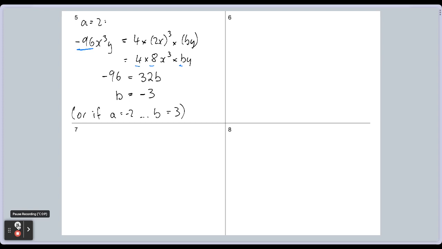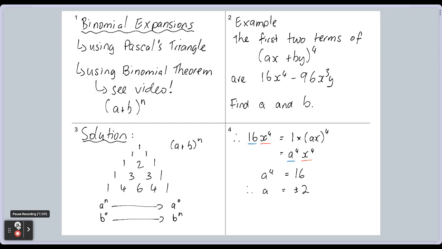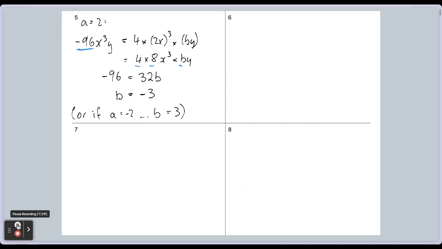We're using step 1, generate Pascal's triangle to the appropriate row. Step 2, use our knowledge of Pascal's triangle to complete the expansion or to solve the problem. And we're done. So I'll leave the video there.